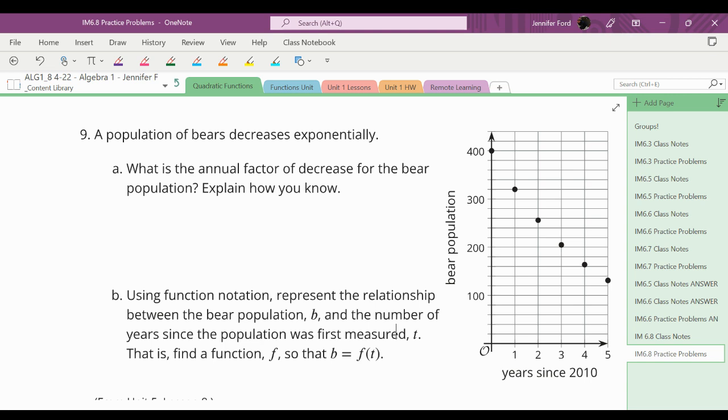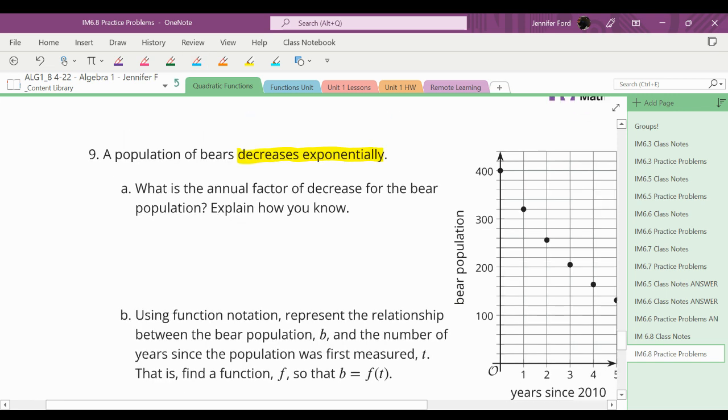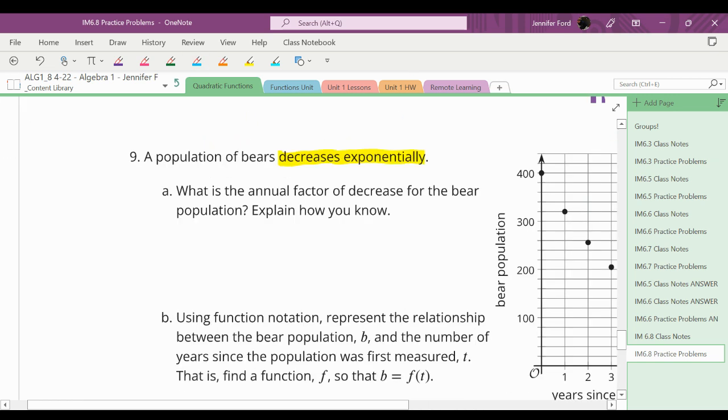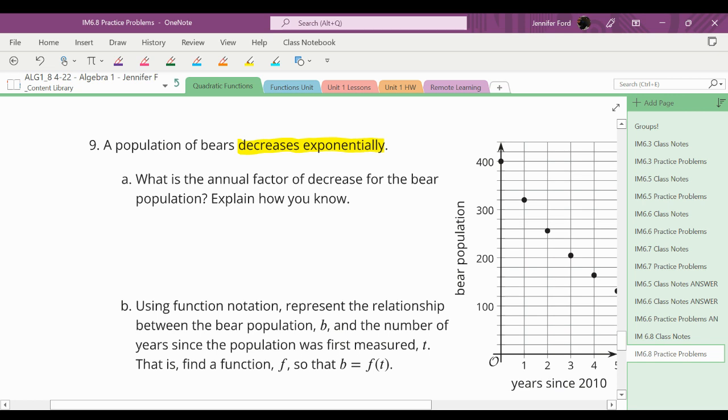Okay. So, decreases exponentially. That tells me a little bit about what I'm looking for. That tells me my relationship is going to be some sort of a fraction because it's decreasing exponentially. And that fraction is going to be raised to an exponent. And that exponent is going to be my input value.